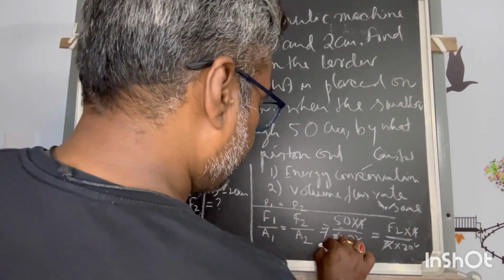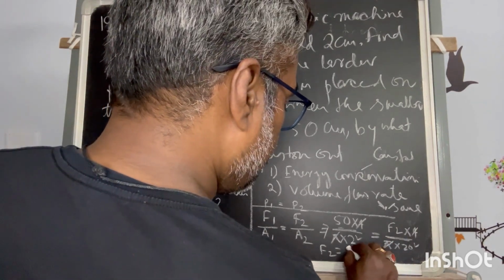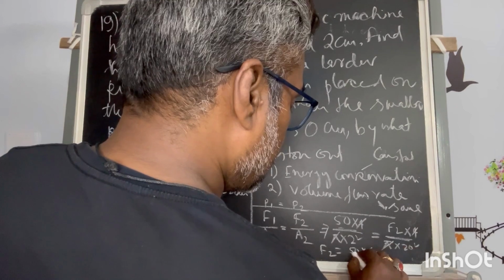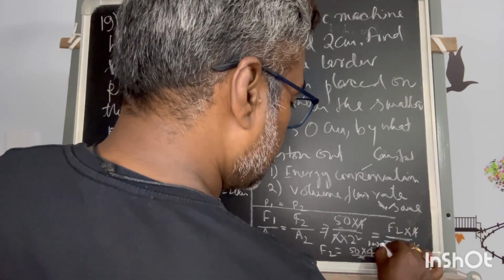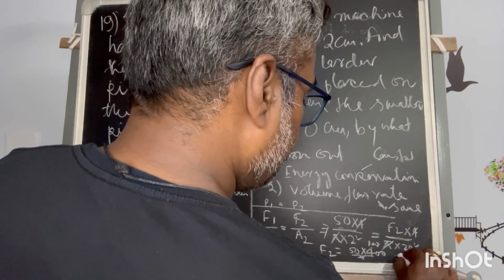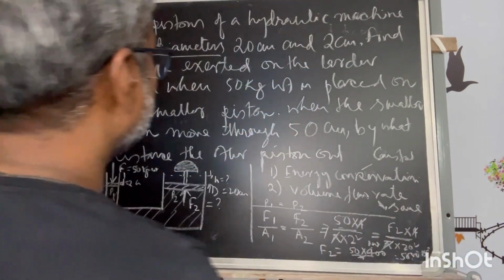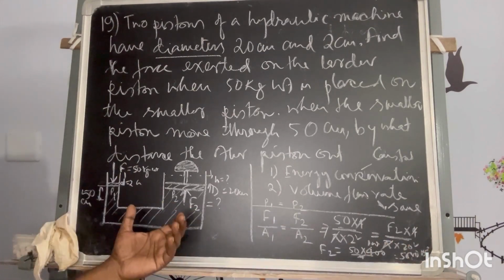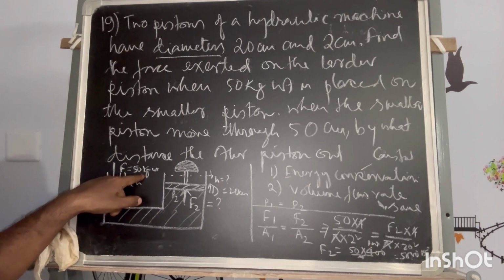So F2 is equal to 50 into 20 square, that is 400, upon 4. This will cancel, and we will get 5,000 kilo weight. So 5,000 kg of force will be exerted. This is the force from 50 kg.